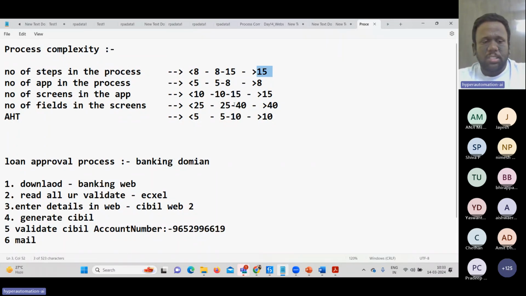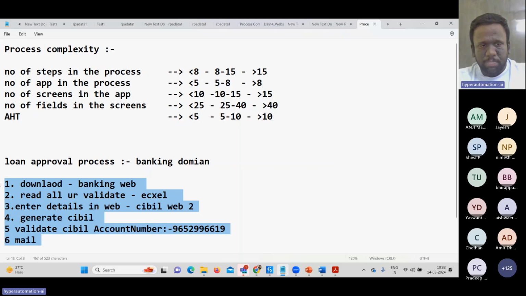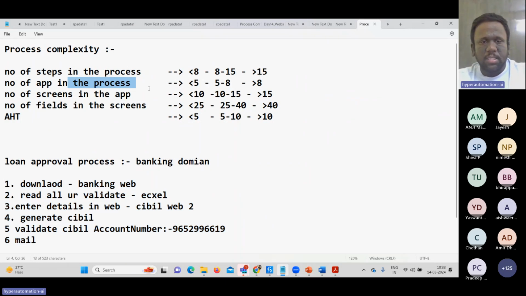So what are the steps in the particular process? Downloading is the first step. Reading the data is the second step. Generating the CIBIL score is the third step. And validating the CIBIL score is your 5th step, and mailing back to the customer is the 6th step. In this particular process, how many applications are required? Only 3 applications are required, so the complexity is simple. How many screens are there? Maybe less than 10 screens. How many fields are there? Fields are text boxes, drop downs, push buttons, or radio buttons. All this comes under the fields in the screens. Average handling time is the time taken to complete a single transaction.